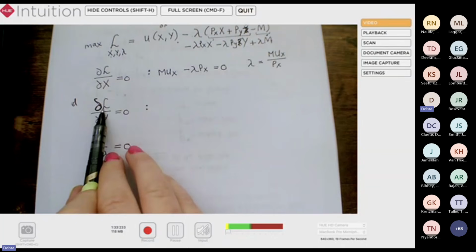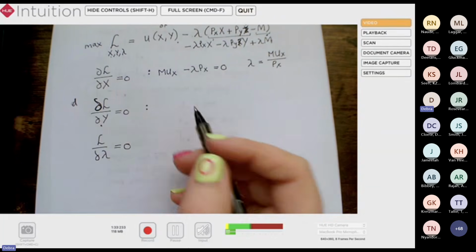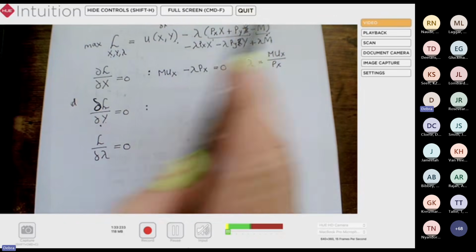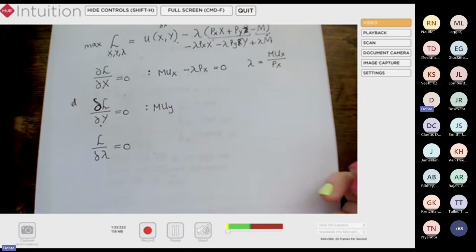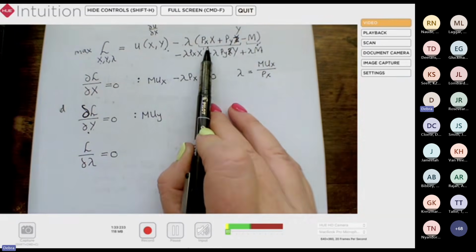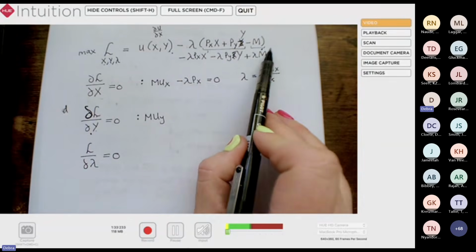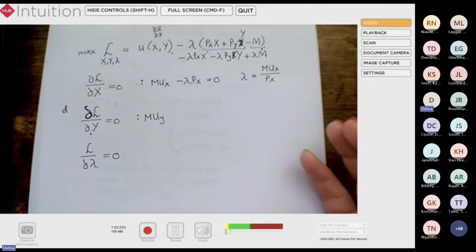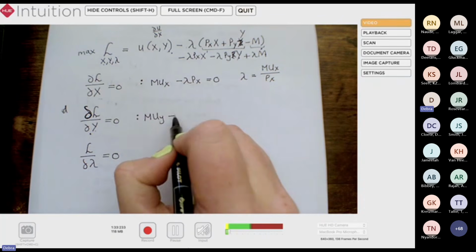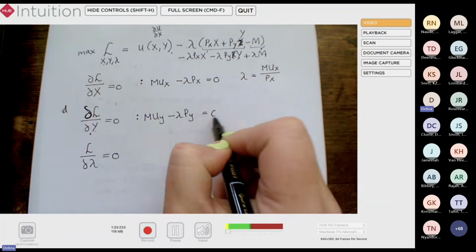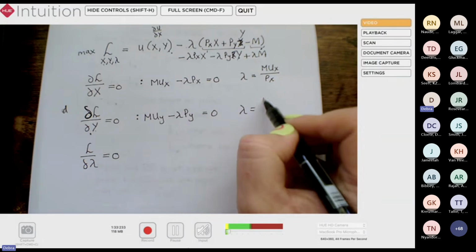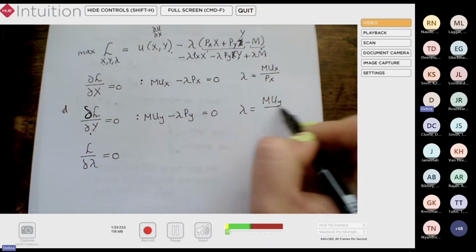Okay, so if I take the first derivative of the Lagrangian with respect to y, if I would take the first derivative of the utility function with respect to y, I get the marginal utility of y. And if I take the first derivative of these 3 terms with respect to y, that's a constant, so it becomes 0. And then if I take the first derivative of minus lambda PyY with respect to y, I get minus lambda Py, and I'm going to make that equal to 0. And if I rearrange this, I get lambda equals MUY over the price of Y.